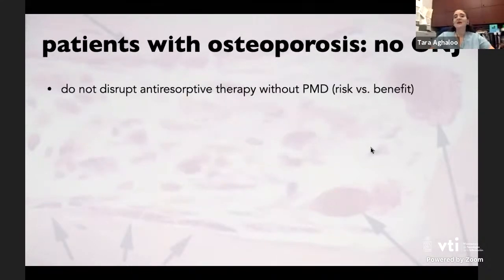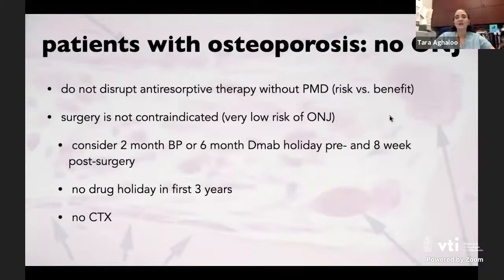If patients, again, have osteoporosis and no ONJ, then we have to think again, don't disrupt the anti-resorptive therapy, but surgery is not contraindicated. Remember that the incidence is very, very low in osteoporosis patients. So there's not necessarily guidelines where you have to stop the drug ahead of time, but you can think about it, okay? And the patient has to know that they're at risk, although it's a small risk.